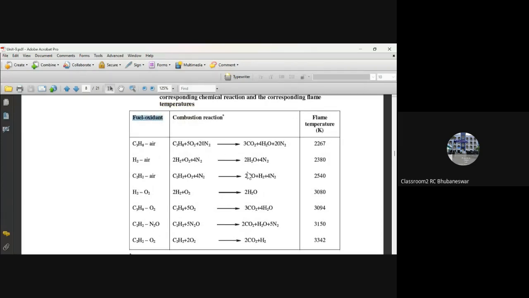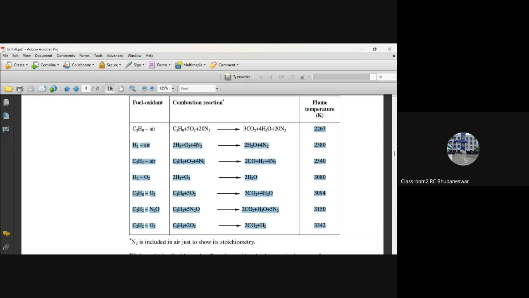One more thing I just want to remind you. During our plus two, we have read fuel cell. Do you remember fuel cell in electrochemistry? There is fuel and there is also oxidant. Otherwise, how will the combustion happen, and how will the flame come out of that, and how will you maintain the flame temperature? See, many methods are there.